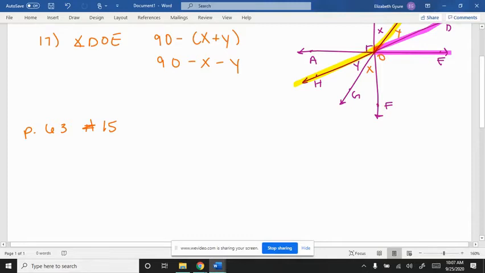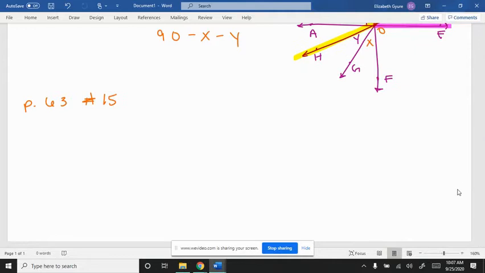So number 15 here, it said copy everything shown and complete the proof of theorem 2.7 for the case where two angles are supplementary to the same angle. It said that angles 1 and 5 are supplementary, 3 and 5 are supplementary. Prove angle 1 is congruent to angle 3. So for this proof, I'm not gonna write down all the columns, but I'm going to write my given and prove.